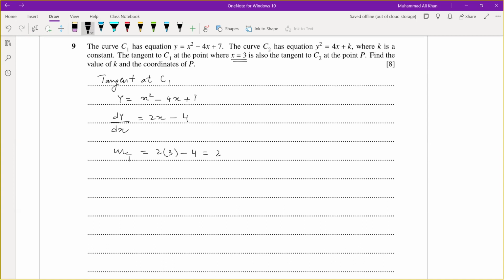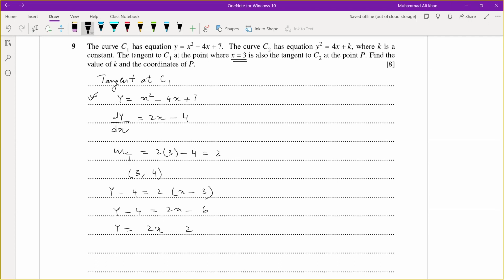And the coordinate of the tangent point will be when x is 3. What is the value of y? Just replace x in this equation. So here it is 3 squared, 9, 9 minus 12 minus 7 will give us minus 10. This is the coordinate. So the equation of the tangent will be y minus y1 equals m times x minus x1. So y minus 4 equals 2x minus 6 and y equals 2x minus 2. This is the equation of the tangent.